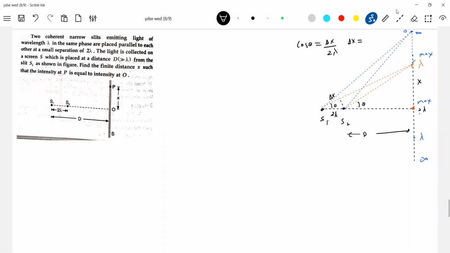So delta x is equal to how much? Lambda, and this is 2 lambda. So we get theta equal to 60 degrees. Once you know theta is 60 degrees, you can use tan theta equal to x by d. Tan 60 is root 3.